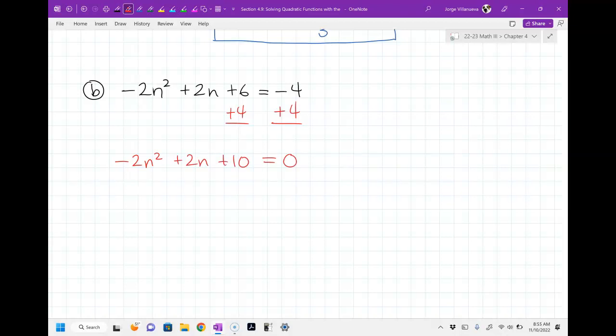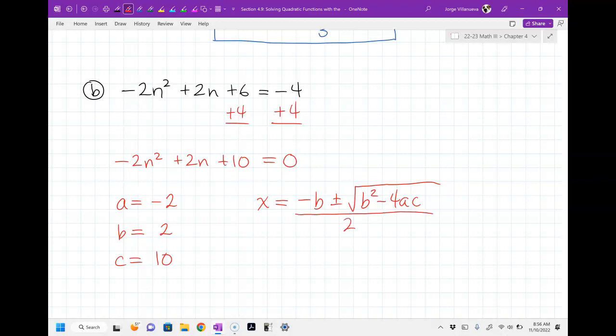All right, let's write my ABCs. A, B, C. What's my A term? Negative 2. What's B? 2. And C? 10. Okay, so there's my ABCs. Remember, my formula is x equals negative b plus or minus the square root of b squared minus 4ac, all divided by 2a.